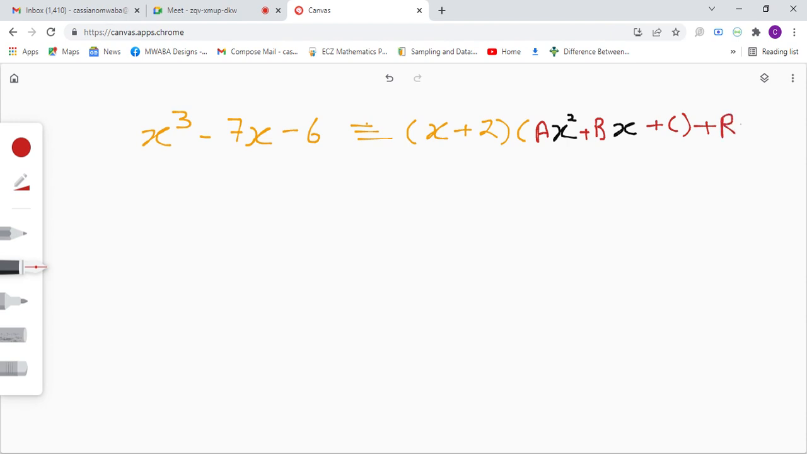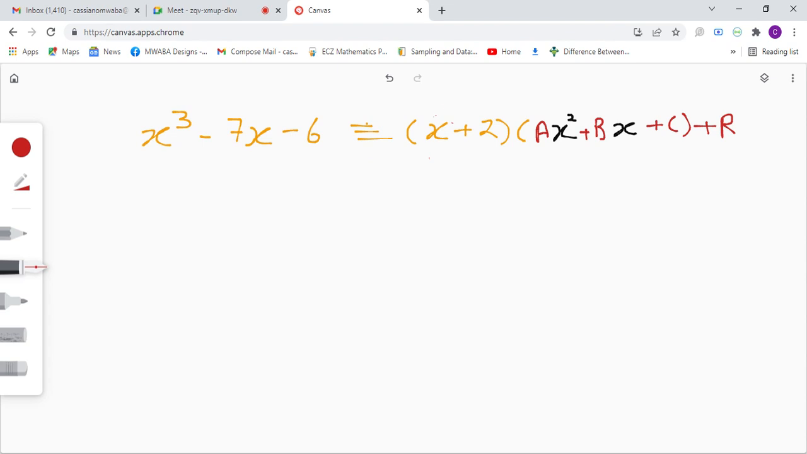The variable for the remainder is going to be 1 degree less than the variable in the divisor. In our divisor the variable is x to the power 1, so our remainder will be 1 degree less, so it will be x to the power 0. Remember, x to the power 0 is 1, so we'll just write it as r, our remainder. Okay, so the next thing we're going to do is expand this expression.